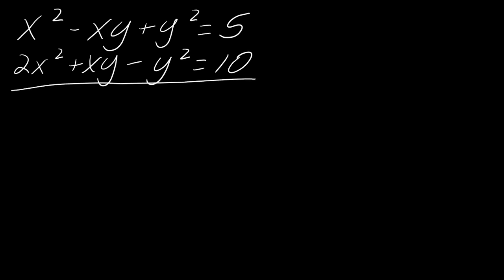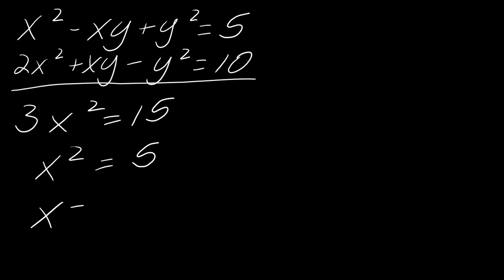If I go ahead and combine these, I get 3x squared equals 15. Then I can solve this. If I divide both sides by 3, this will be x squared equals 5. So I get x equals plus or minus the square root of 5. Okay, cool. Now we have the task of trying to solve for y. So I'm going to plug this into either one of these equations. I'm going to plug it into the first equation just because it looks easier.